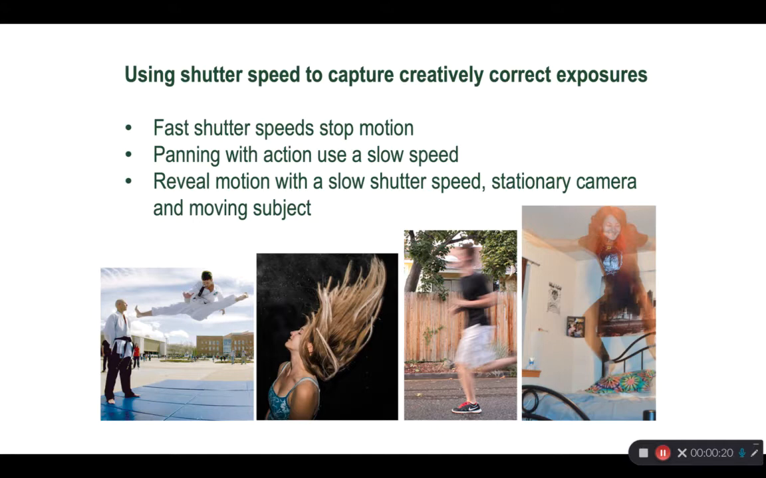You can use a slow shutter speed, pan with your moving subject to show movement against a blurry background. Or you can hold the camera steady and let your subject move in front of the camera and show the movement of your subject and the implication of time passing that way as well. And you can trade off aperture and ISO to get higher or lower shutter speeds.